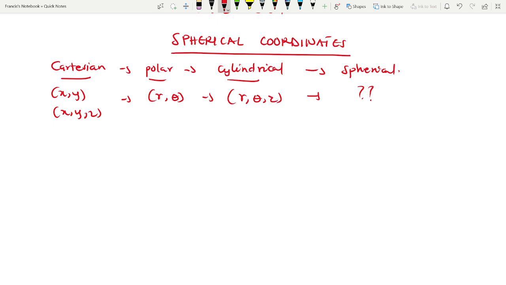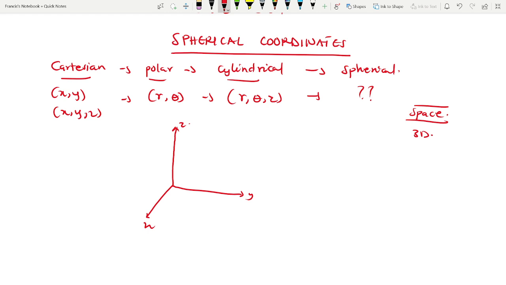Okay, so now let's see. I'm drawing a 3D. I have my y, I have my x, and I have my z here. Take note, when we say spherical, we are dealing with space. Okay, spatial space, meaning that it's three-dimensional, an object acting in space.